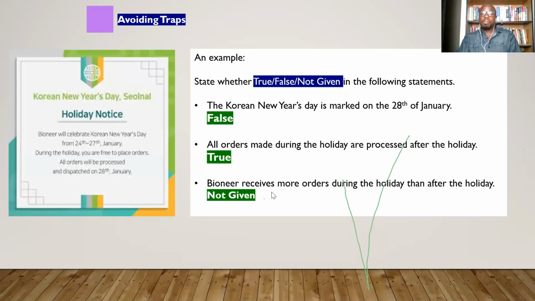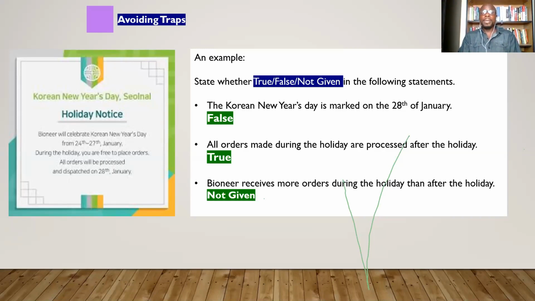So that is true. Now, Bioneer receives more orders during the holiday than after the holiday. If you read the passage very well, they are comparing orders during the holiday and after the holiday. But this is not clear in the passage. It's not been given. There's not enough information. You can't say it is true and you can't say it is false, because Bioneer is receiving orders during the holidays, which is kind of true, but they are not comparing with orders after the holiday. So this information has not been given and it's not sufficient. So in that case, the answer is not given.